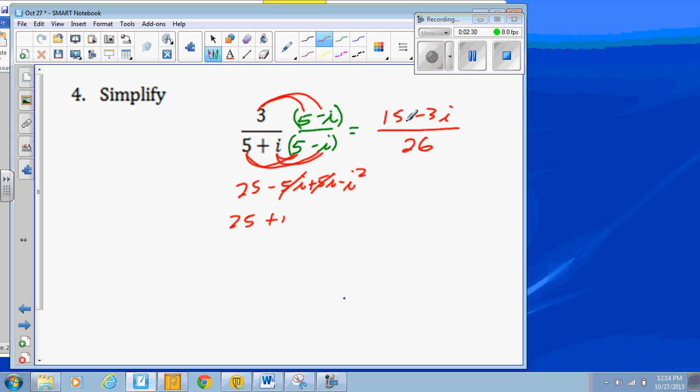So now I simplify that by making it into two fractions. 15 over 26 minus 3 over 26 i. And that's how we leave the final answer, because we can't reduce either of those fractions.